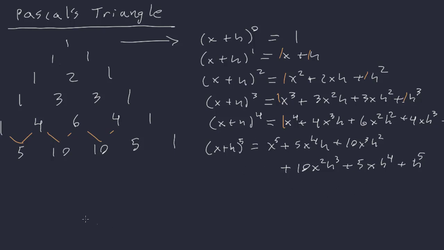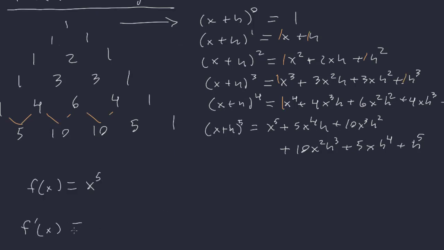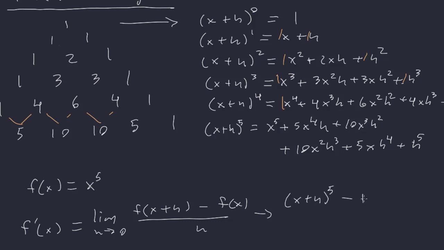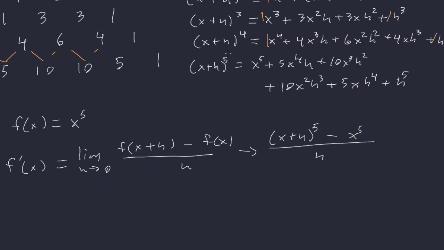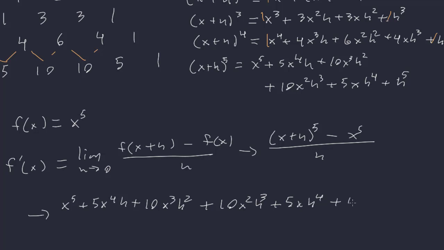Okay, so from here, if we wanted to find the derivative of x to the 5th, we have a much quicker way to do it now, because when we go to find f of x plus h, well, that is going to be x plus h to the 5th minus x to the 5th over h. And thanks to Pascal's triangle, we don't have to expand it out step by step. We just know that this is going to be x to the 5th plus 5x to the 4th h plus 10x cubed h squared plus 10x squared h cubed plus 5xh to the 4th plus h to the 5th. Then we have minus x to the 5th.